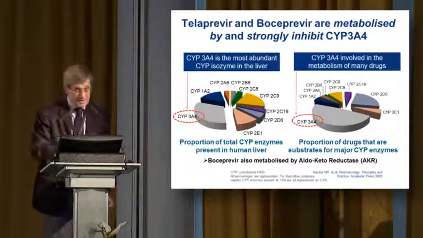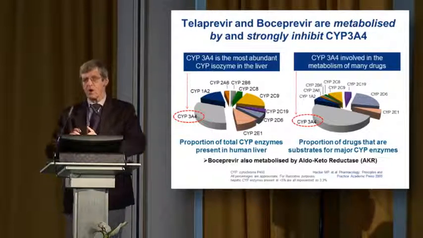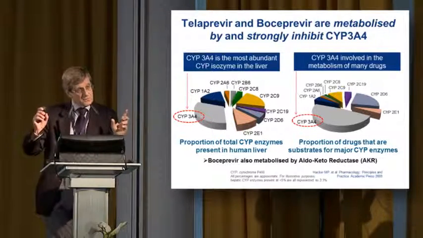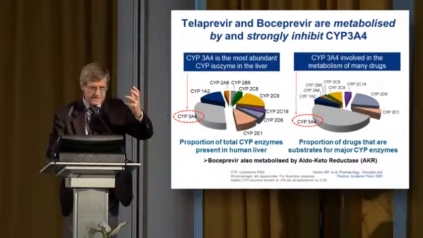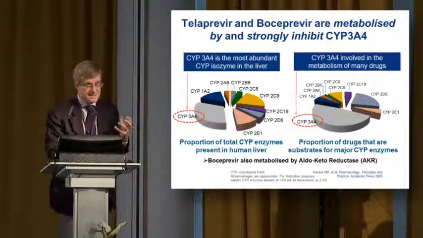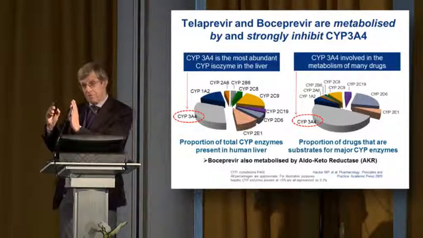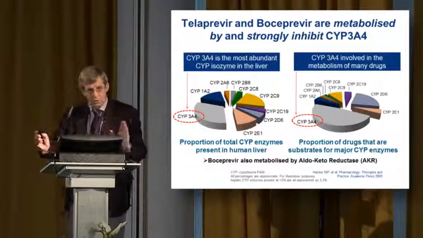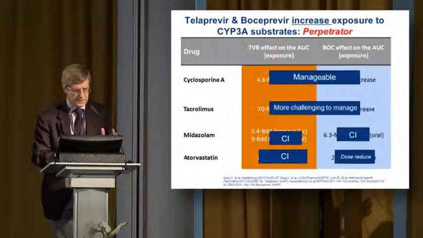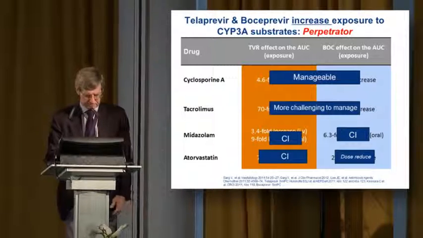But it metabolizes around 40% of every therapeutic drug that there is. So that is why if you have boceprevir and telaprevir inhibiting this enzyme, potentially you can be affecting around 40% of all therapeutic drugs that are taken by patients. Now, here are some examples.